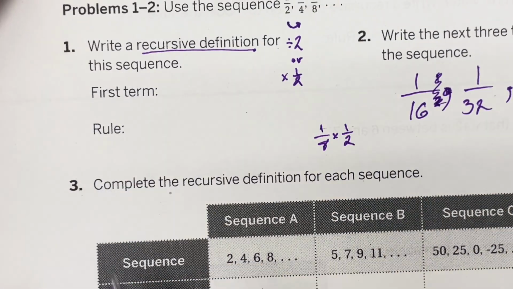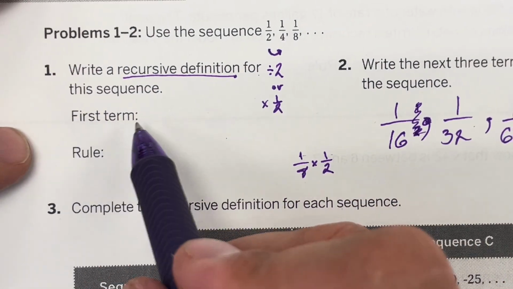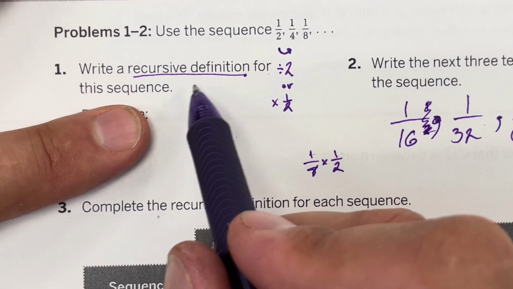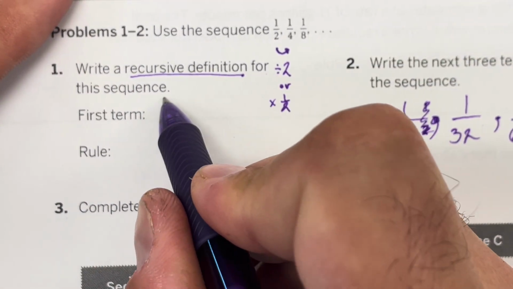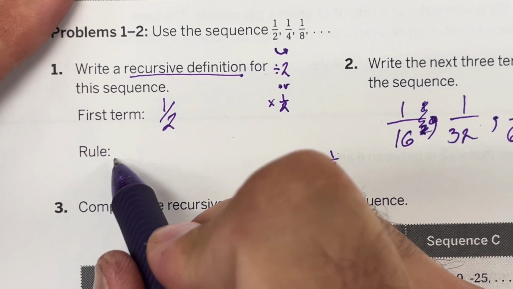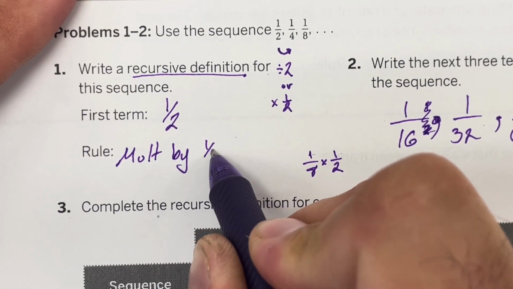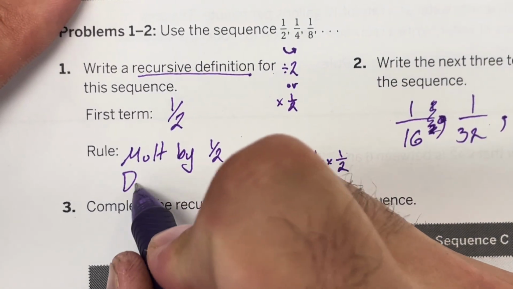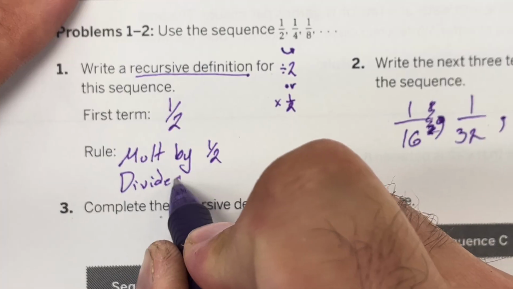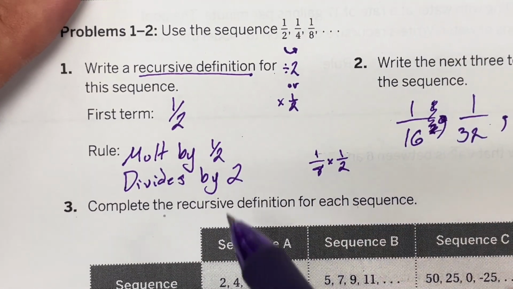What does our recursive rule look like for this? The recursive rule is where, now they have a kind of frame here for it. The recursive definition is: the pattern starts with 1/2 and then it multiplies by 1/2 each time. Is it okay for you to say that it divides by 2 each time? Yes, it is okay for you to say that.